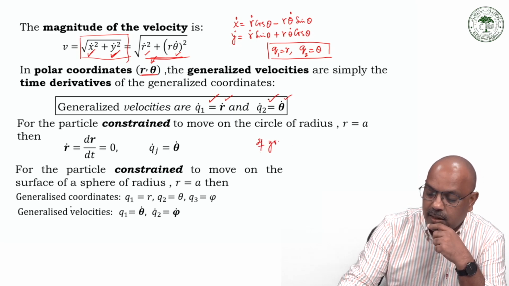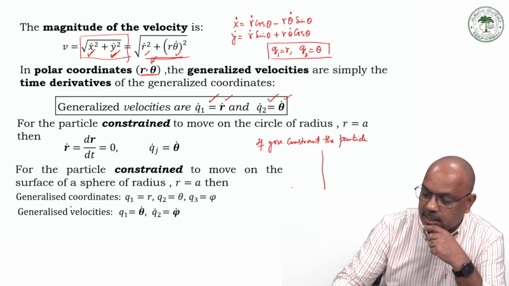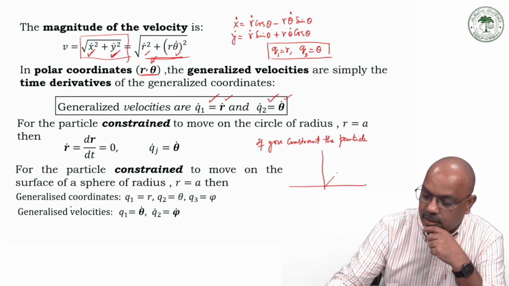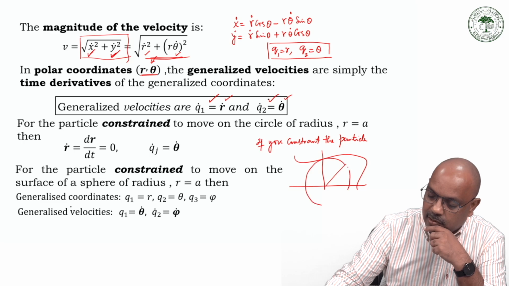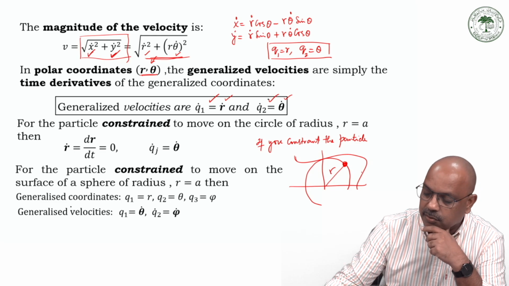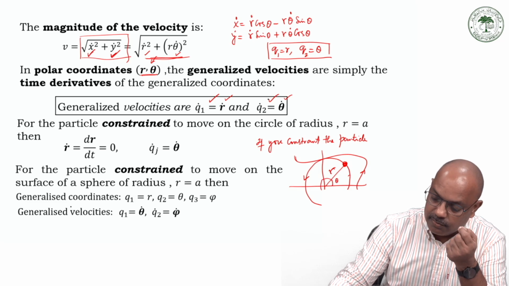But if you constrain the system, if you constrain the particle so that you cannot go somewhere else, you cannot go like this, you have to stay along this radius r. Okay, you cannot trace this path, you have to stay along this radius. So you fix this r, and θ can vary from this to this.